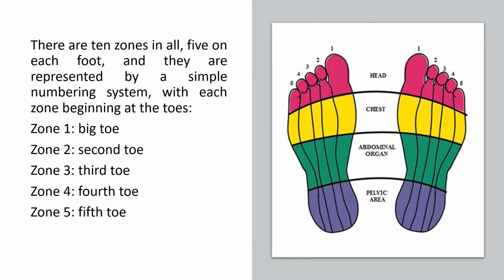There are 10 zones in all, 5 on each foot, and they are represented by a simple numbering system, with each zone beginning at the toes. Zone 1 at the big toe, Zone 2 the second toe, Zone 3 the third toe, Zone 4 the fourth toe, and Zone 5 the fifth toe.